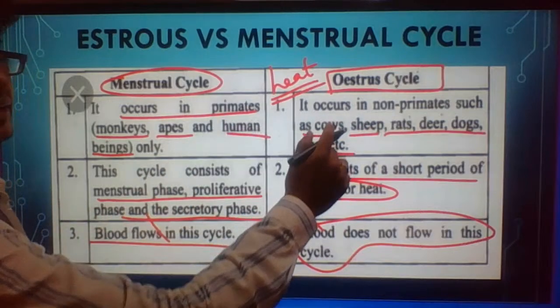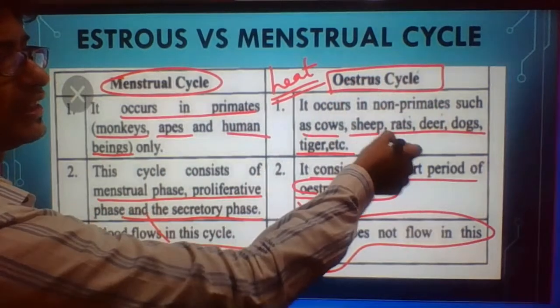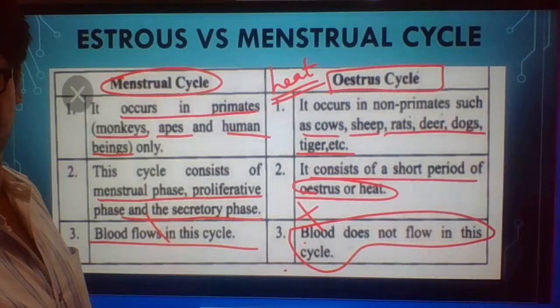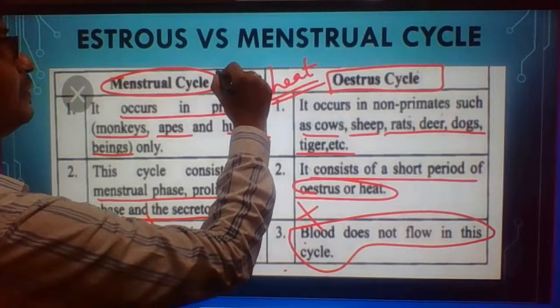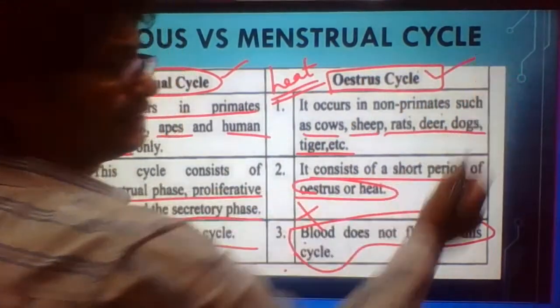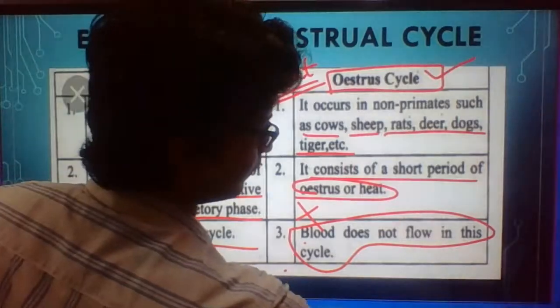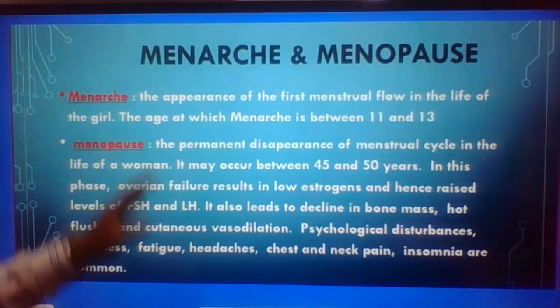And examples மட்டும் பாத்துங்க. Sometimes questions like which among the following executes an estrous cycle வந்தாலும் you can answer. Primates வந்து menstrual cycle, non-primates வந்து estrous cycle. Okay. Now menarche and the menopause.